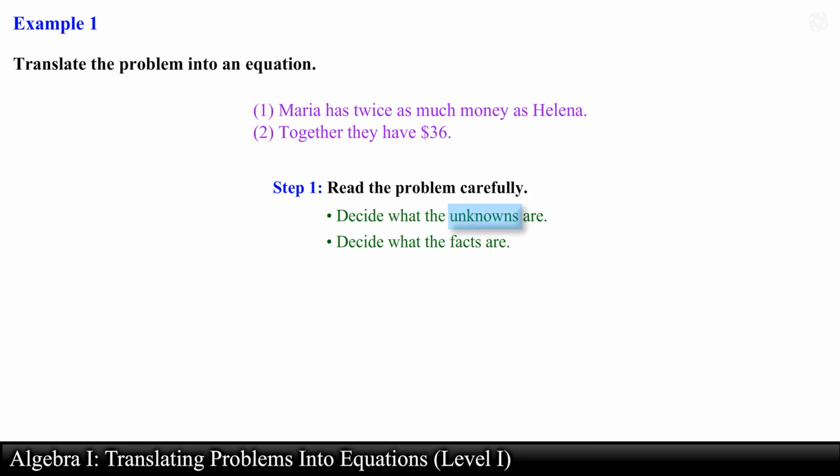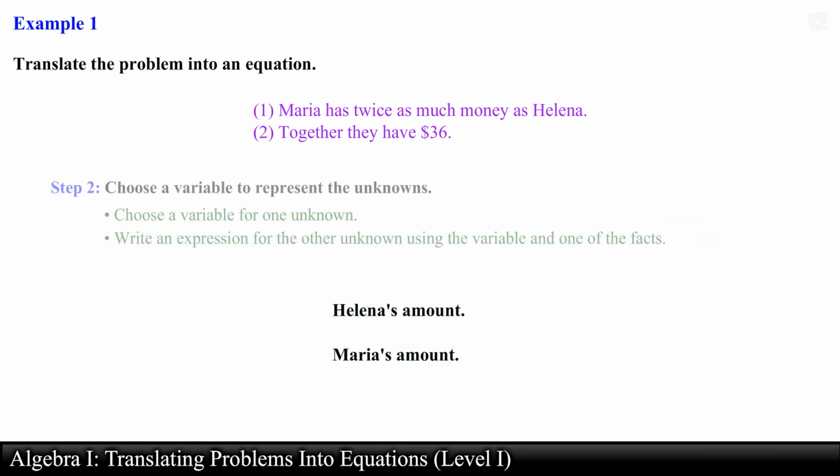Notice that in this problem, the unknowns are the amount of money that Maria and Elena each have, since we are not explicitly told how much money they have in their possession. Rather, we are given a relationship of this amount between the two persons. This relationship will be used in step 2.